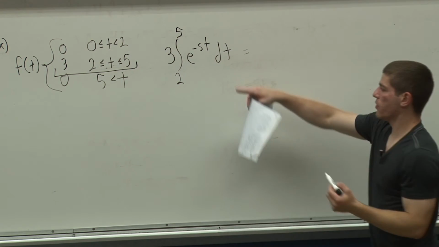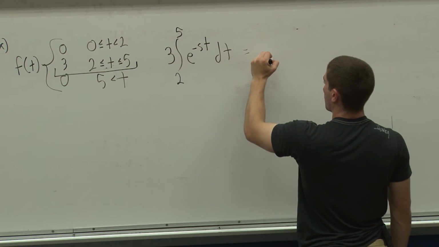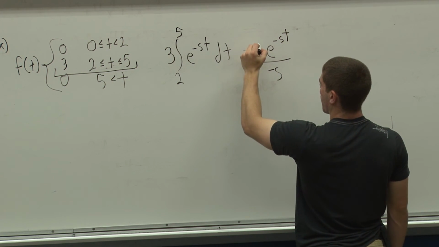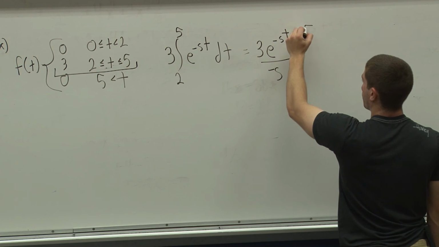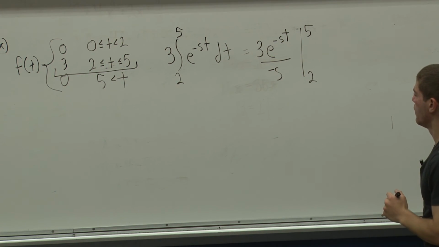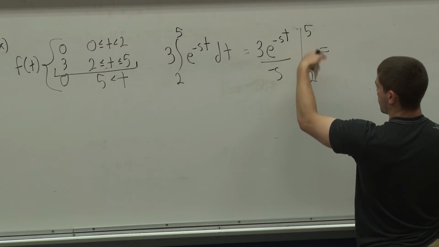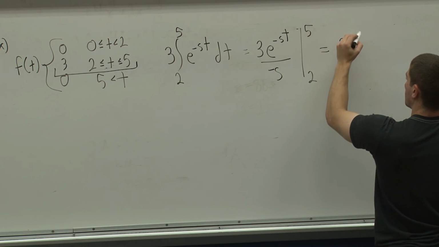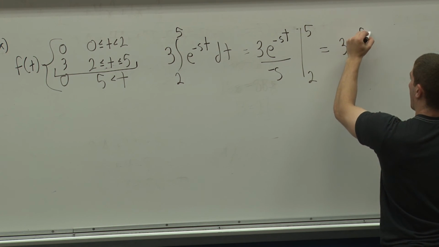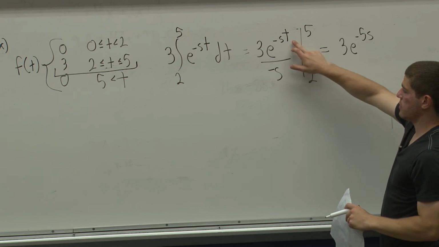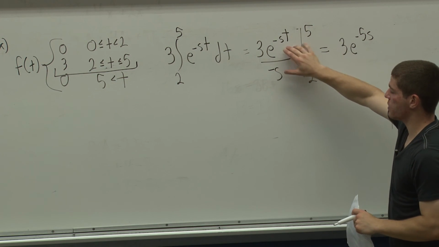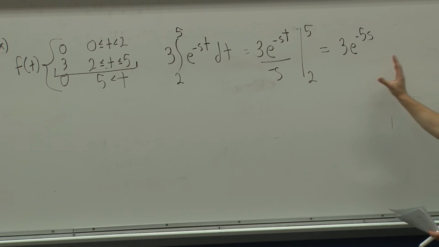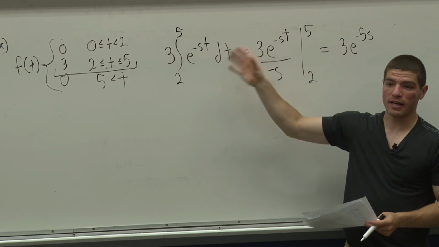All right. So the integral of e to the negative st is going to be e to the negative st over negative s, and then we have the 3 in there, from 2 to 5. We plug those boundaries in. We plug in the 5 first, so 3e to the negative 5s. We're plugging these values into t, not s. s is what we need the answer to be in terms of, because with Laplace transforms we are taking something with t's and making it into something with s's.